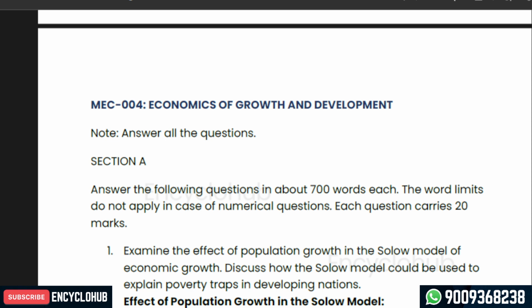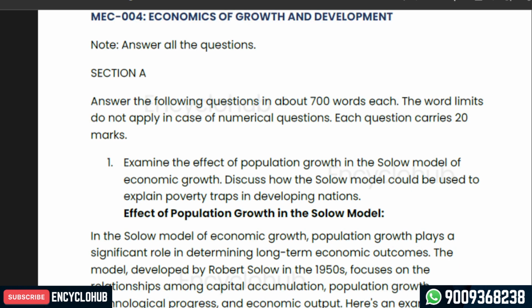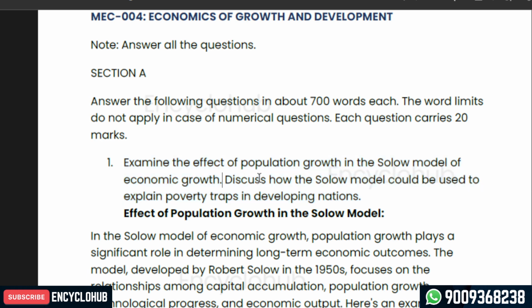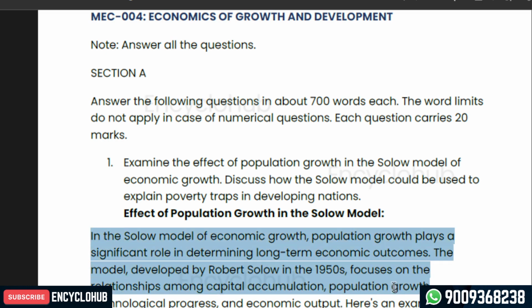And question number one is: examine the effect of population growth in the Solow model of economic growth. Discuss how the Solow model could be used to explain poverty traps in developing nations. So this is question number one, which is about the Solow model. If you need the whole answer to this question, because you can see this is not the whole answer.